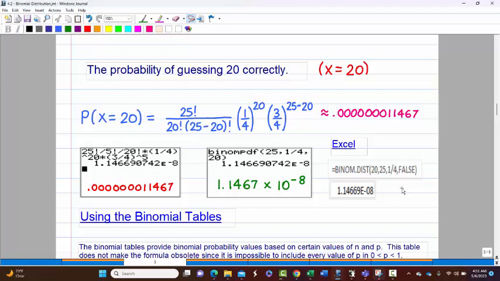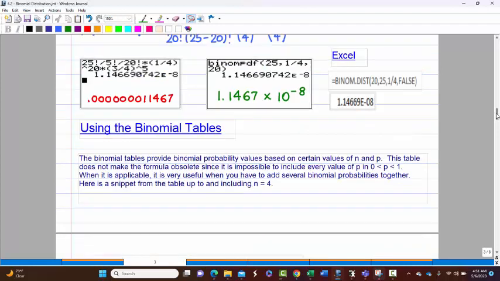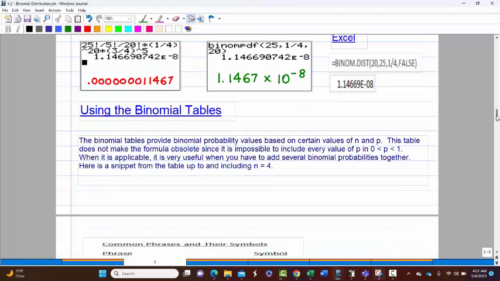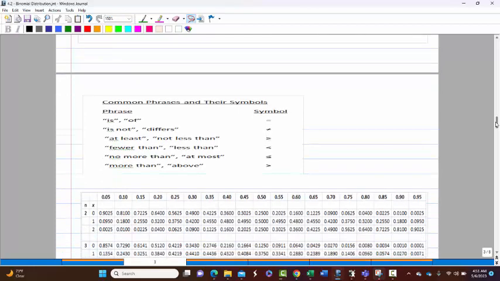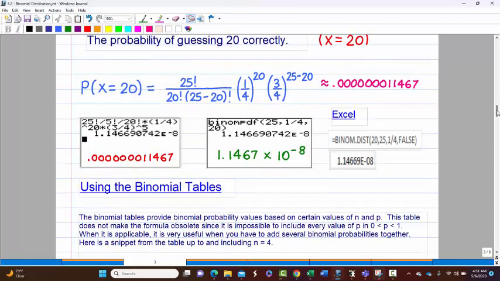Now we're going to start getting into looking at the idea of answering our questions where it's not just a single value, where we have to use the cumulative, or we can use this thing, a binomial table. When I show you this, it might be something you might want to use instead of the technology. Because if it's less than or equal to, it's easy because it'll be the cumulative. But if it's greater than or equal to, it gets a little tricky.